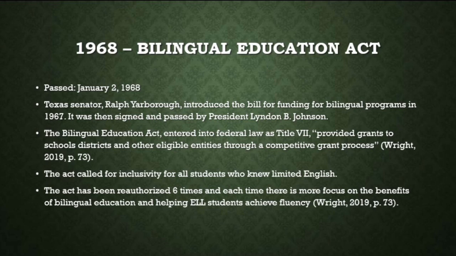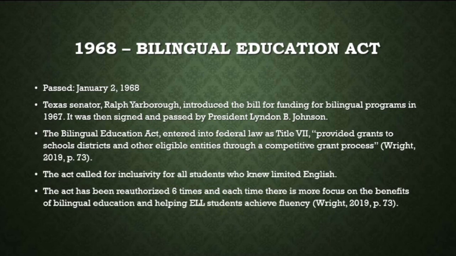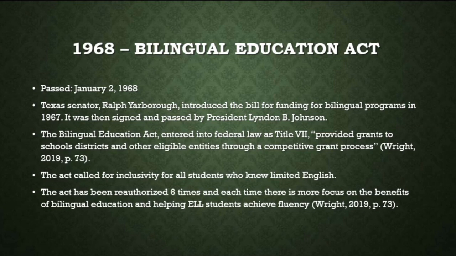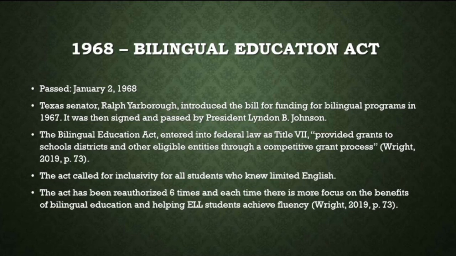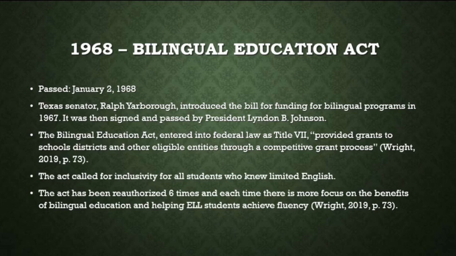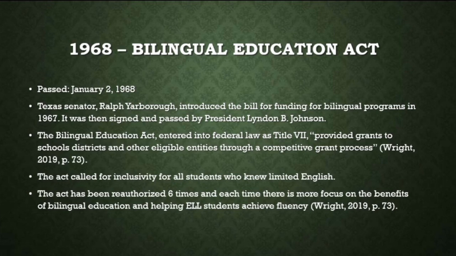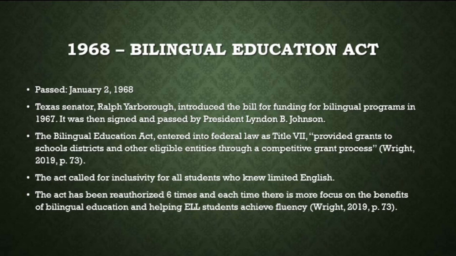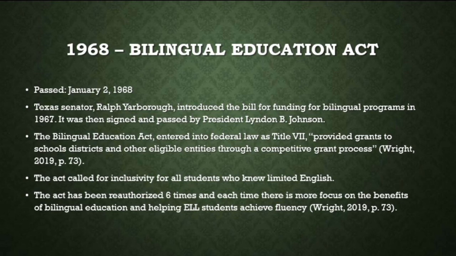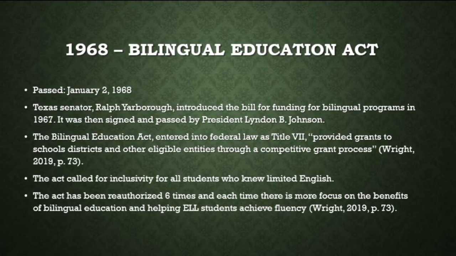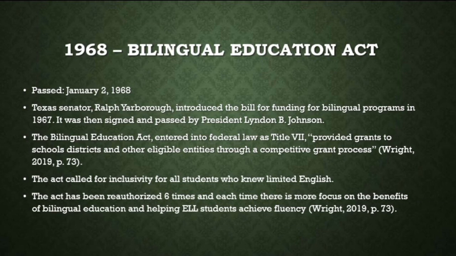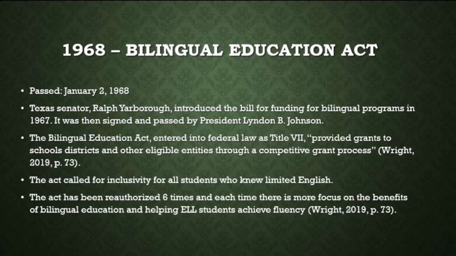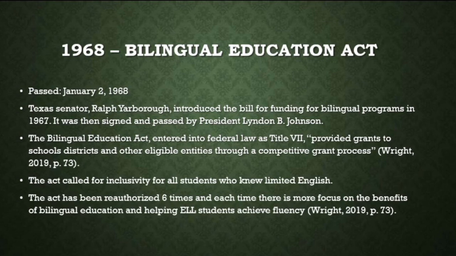The next piece of legislation we look at is the Bilingual Education Act, which was passed January 2, 1968. It was introduced by Texas Senator Ralph Yarborough, who introduced the bill for funding for bilingual programs. The Bilingual Education Act entered into federal law as Title VII, as it provided grants to school districts and other eligible entities through a competitive grant process. This act called for inclusivity for all students who knew limited English.